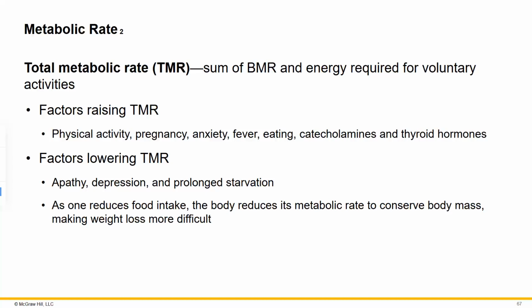The total metabolic rate is the sum of the BMR, basal metabolic rate, and energy required for voluntary activities. Factors that raise the TMR would be physical activity, pregnancy, anxiety, fever, eating, catecholamines, and thyroid hormones. Factors that lower it would be apathy, depression, or prolonged starvation. As one reduces food intake, the body reduces its metabolic rate to conserve body mass, making weight loss more difficult.